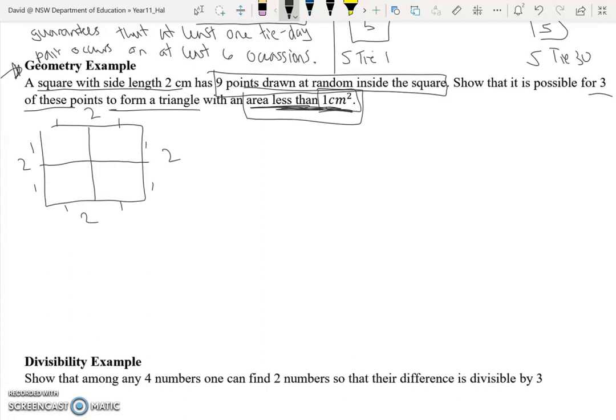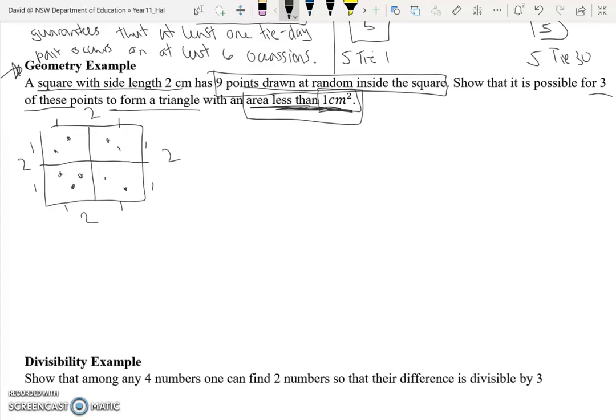And then we're filling it with 9 points. So I think you can see what's going to happen. Okay, if I've got 8 points, I can put 2 in each box. But that 9th point will ensure that there is a guarantee that there must be 3 points within 1 square centimeter box. So that guarantees that we can draw a triangle. There must be a triangle with an area of less than 1 square centimeter. So that's the basic idea.